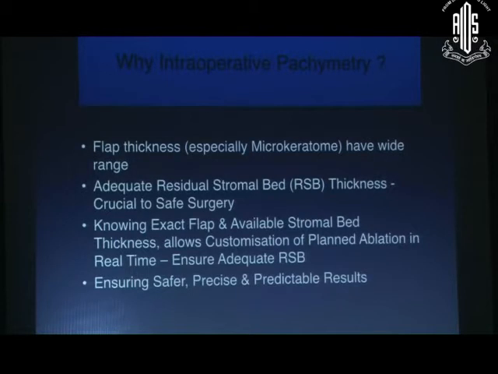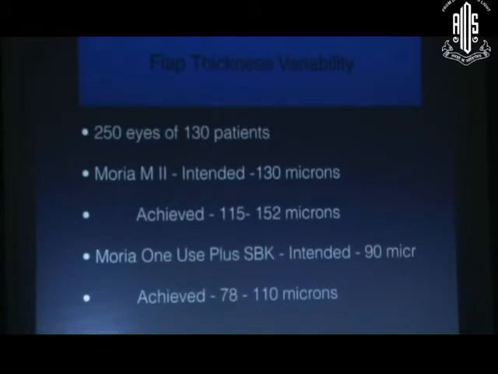The flap thickness, especially with microkeratome flaps, as Sujata also has described, has a lot of variation, and this variation can result in unsafe results, especially if we have a very thick flap in a thin cornea. So we did a study where we found that out of 250 eyes of 130 patients with the Moria M2, the intended flap thickness for a 130 micron flap was anything between 115 to 152. The variation was quite a bit.